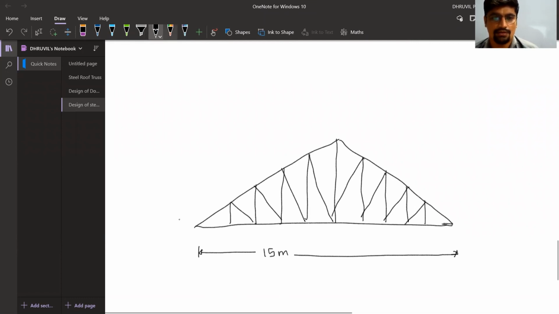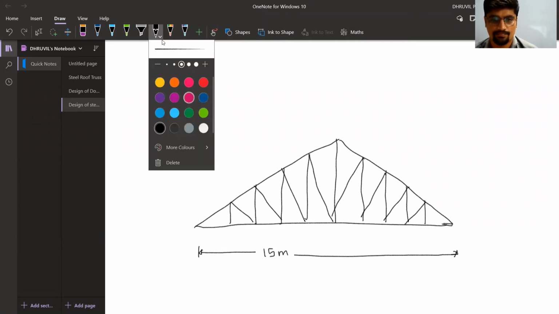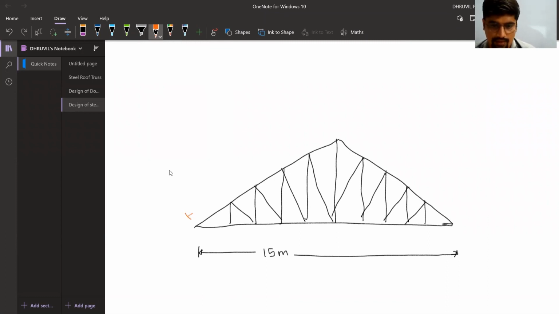So let's label all the things that we have found. The length of PR which we have found is 8.38 meter. The central rise which we have found is R equal to 3.75 meter. The angle we have found is 26.56 degrees. These are the number of panels, 1, 2, 3, 4. These are all the joints.